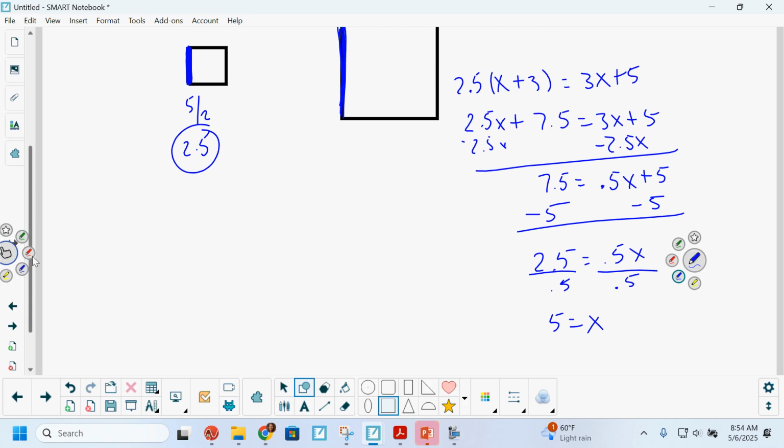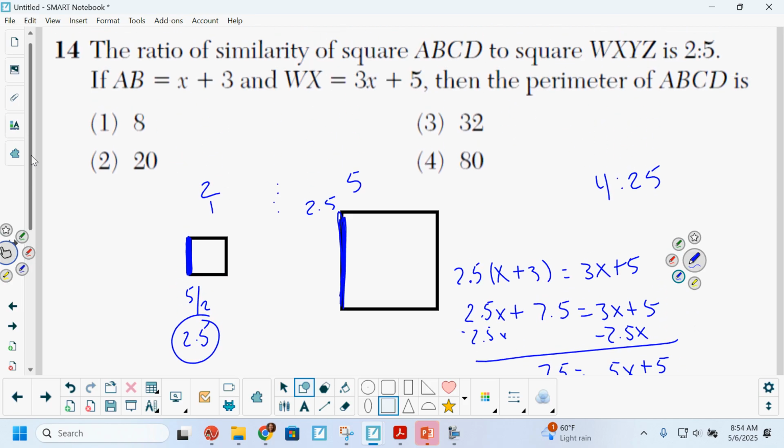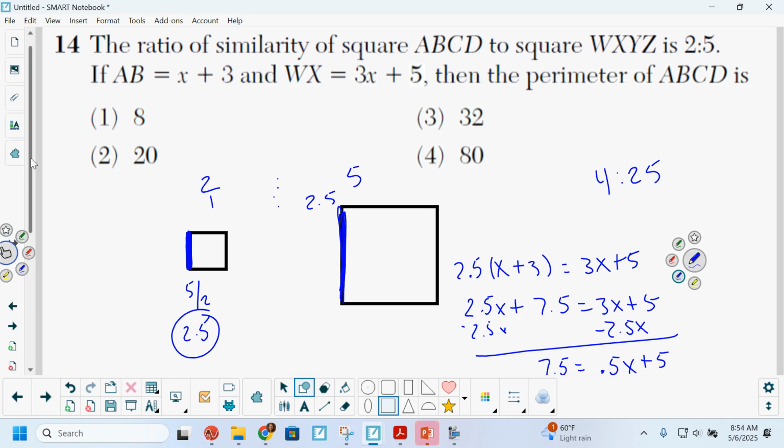So x is 5, but that's not the answer. They want to know the perimeter of ABCD. So I'm going to put in x is 5, and that gives me 8. Still not the answer, though. They want the perimeter. So all 4 sides are 8. So 8 times 4 is 32.